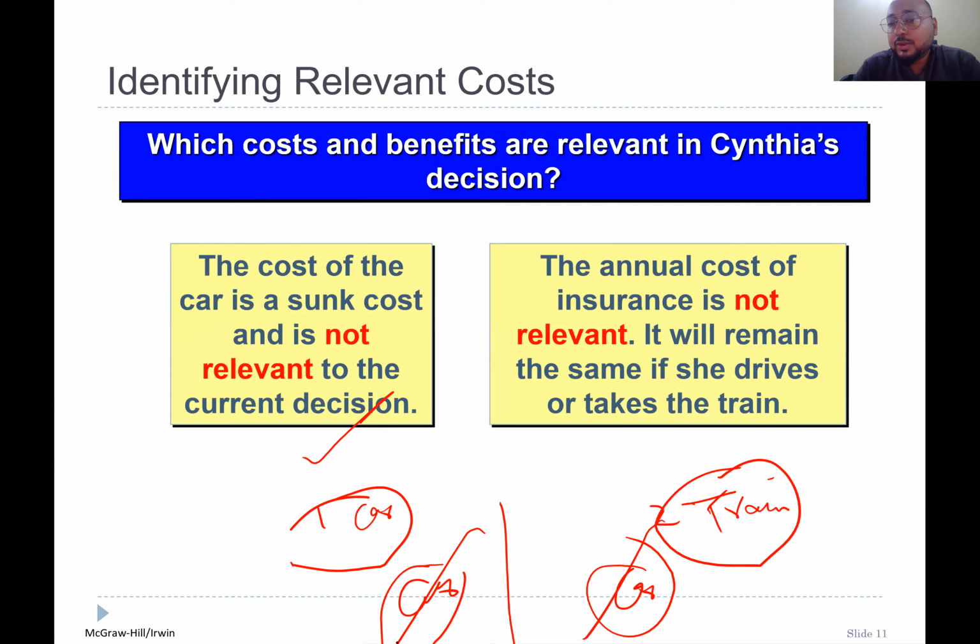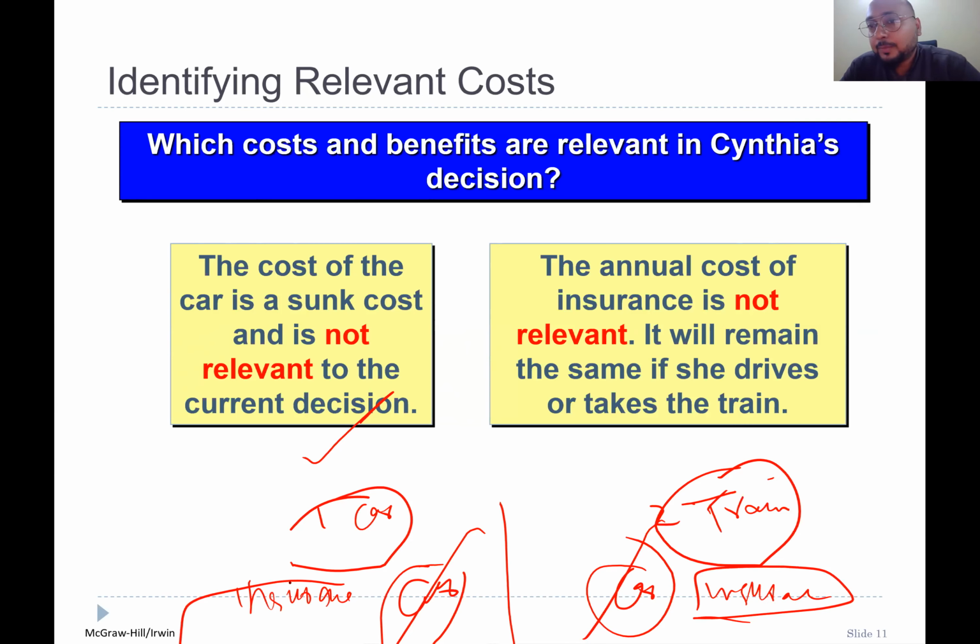The annual cost of insurance is not relevant here. Insurance of the car is present in both alternatives. She paid the insurance for the whole year, right? So whether she drives or doesn't drive, insurance is related to time, not related to mileage, so it will be the same if she drives or takes the train. Understand?